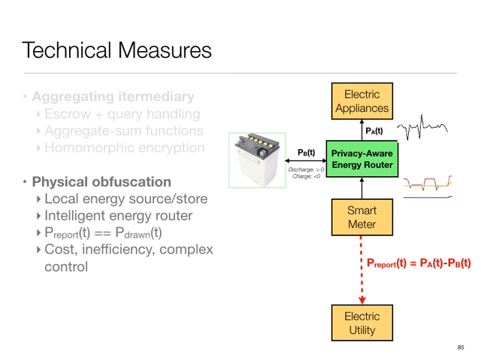Another one is physical obfuscation. If you're super paranoid, you can have a local energy source, like a solar panel or a Tesla Powerwall, basically a big battery unit, and then you can have some sort of an intelligent energy router. The idea is that we want to break down the relationship between what the utility is seeing versus what is actually happening at the household at that moment. So this thing is now acting as an obfuscator of sorts.